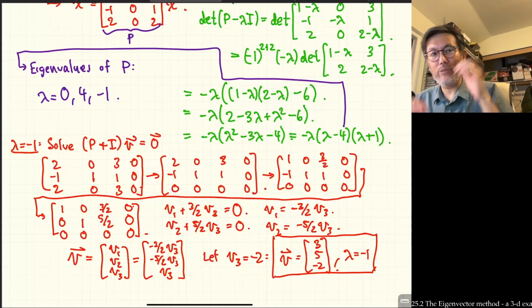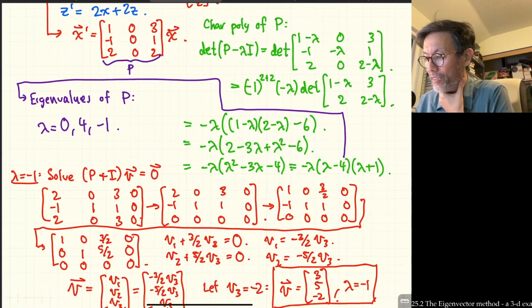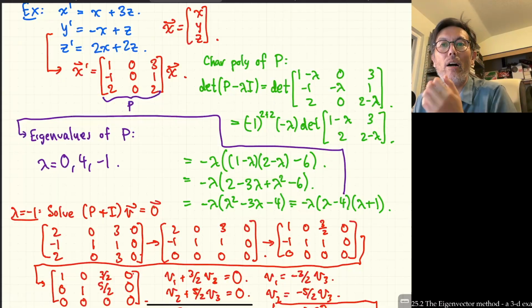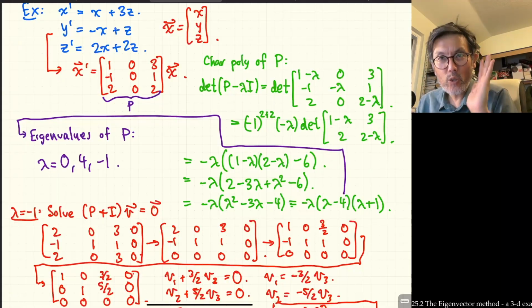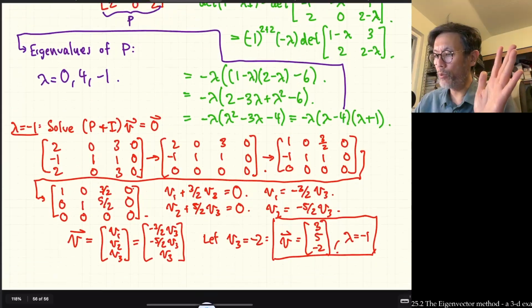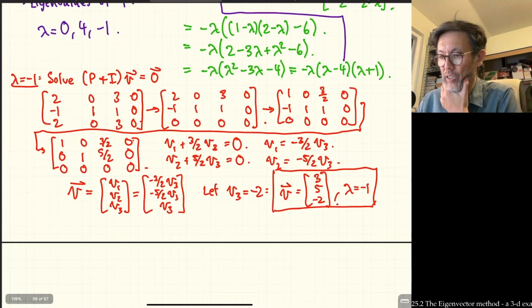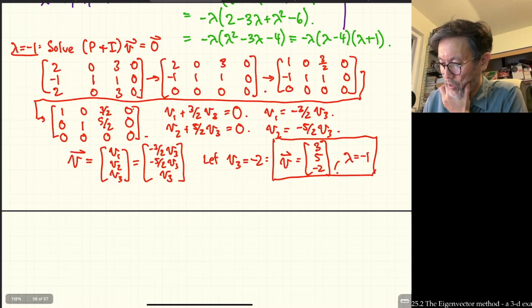What I would like you to do now is pause the video. I mean, you should be doing this kind of thing anyway. Pausing the video, trying to compute. Let's do lambda equal to 4 next. Find an eigenvector with eigenvalue 4.